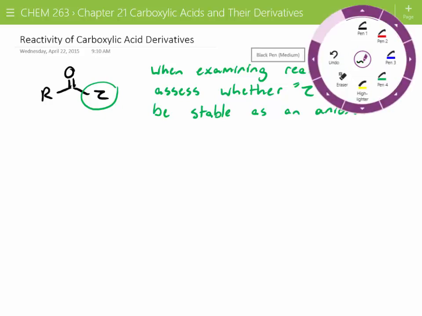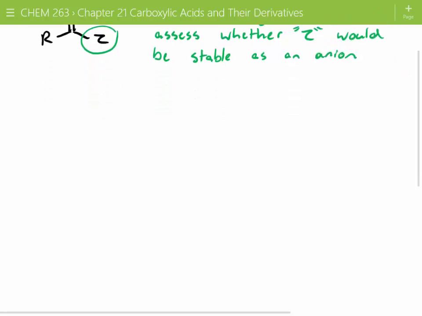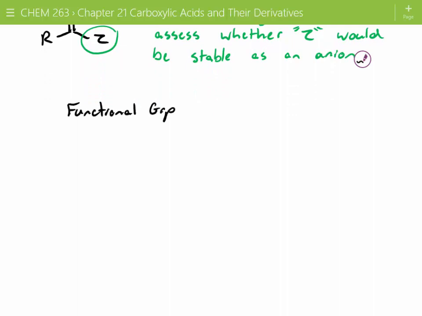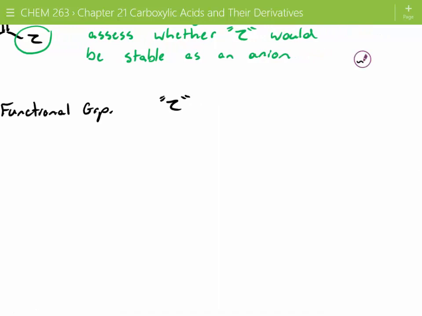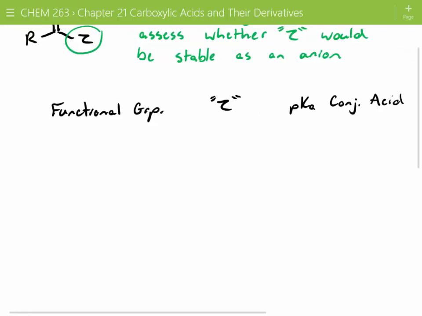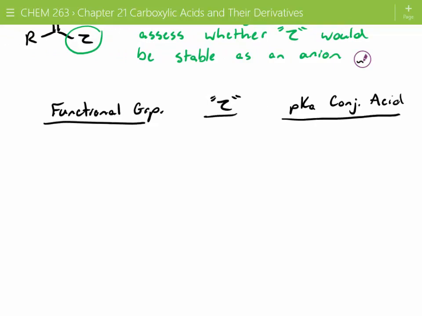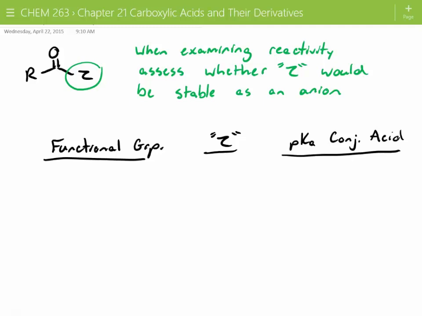All right, so let's go down that list. We already said we can make a chart. We can have one column be functional group, the other part be Z. And then I'm going to slide this over. I'm going to say pKa of conjugate acid. And what we're going to do is look at Z when it pops off and take a look at its conjugate acid.